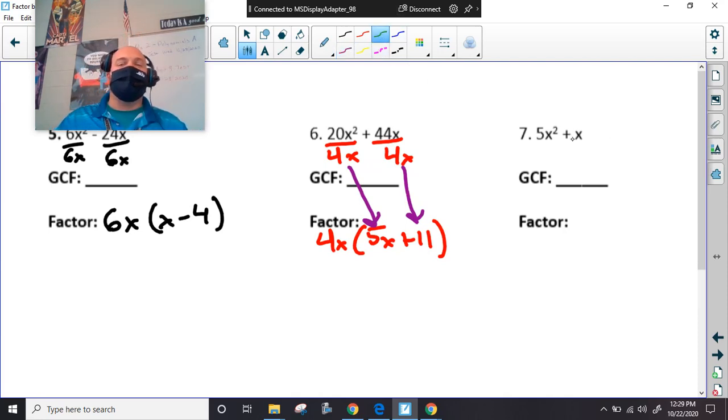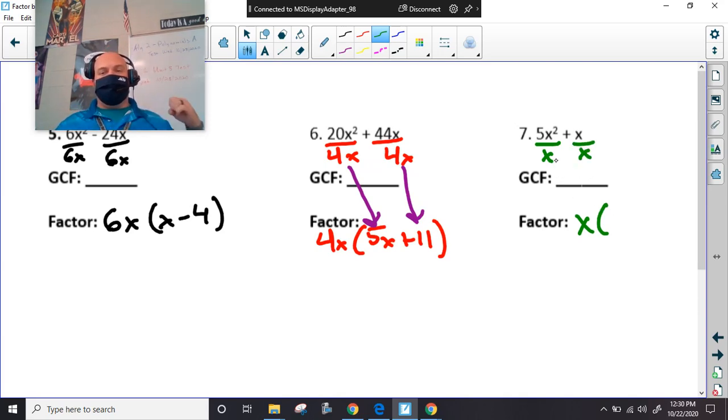Now, what's the only thing we can divide out of 5x squared and x? The 1 is the number. Anything else? X. Just X. X is the only thing you can actually divide out of both of those. Now, we can't divide 5 by X, so we're just left with 5. Now, if we have 2 X's, we take 1 out, left with 1, and then just plus 1 back here.